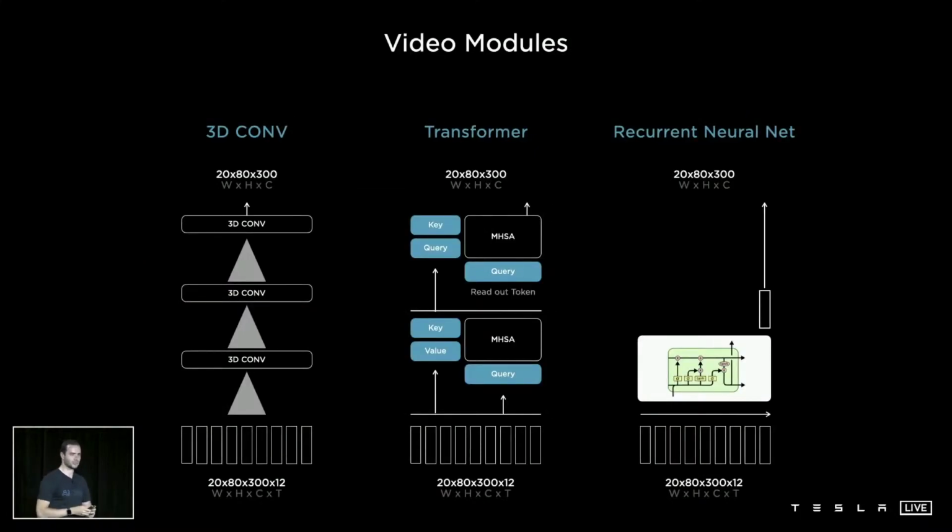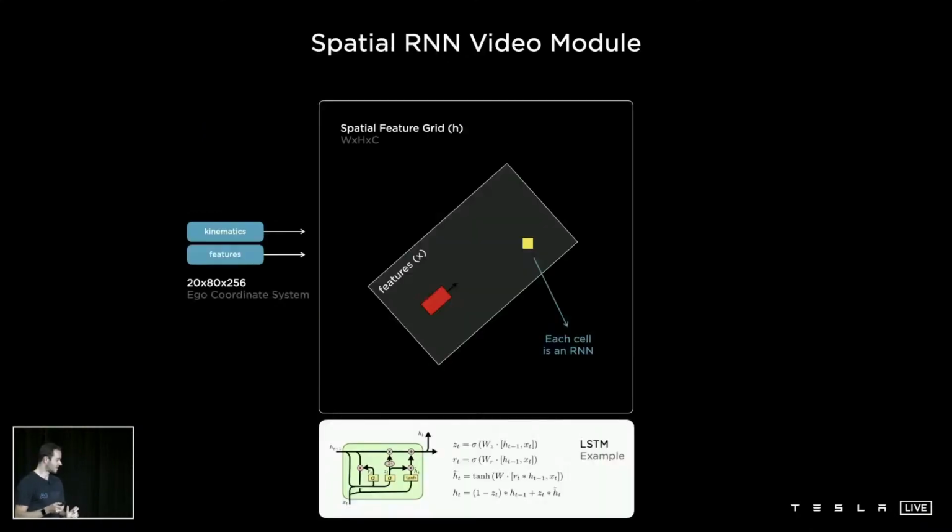Now, for the video module, we looked at a number of possibilities for how to fuse this information temporally. We looked at three-dimensional convolutions, transformers, axial transformers in an effort to make them more efficient, and recurrent neural networks of a large number of flavors. But the one that we like quite a bit, and I want to spend some time on, is a spatial recurrent neural network video module.